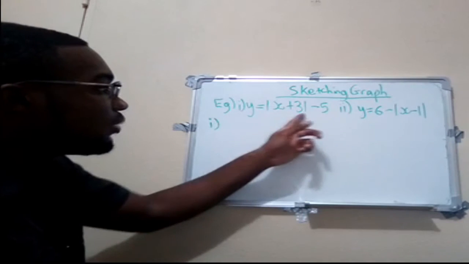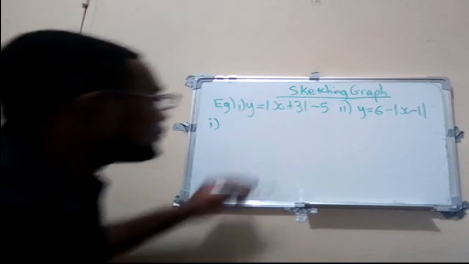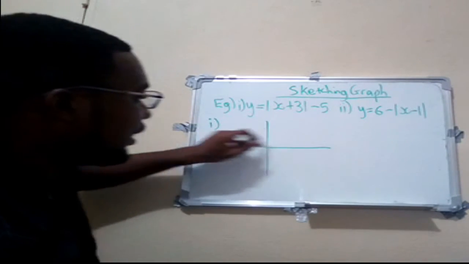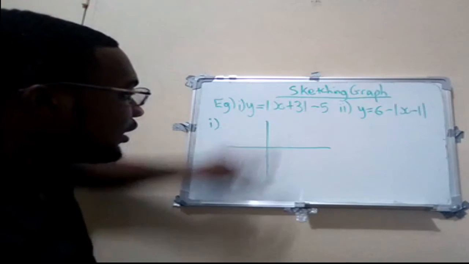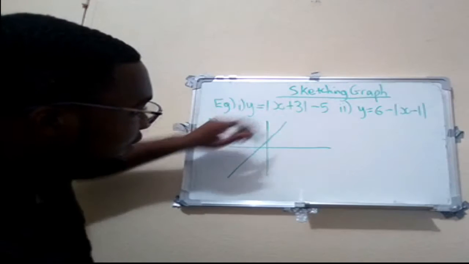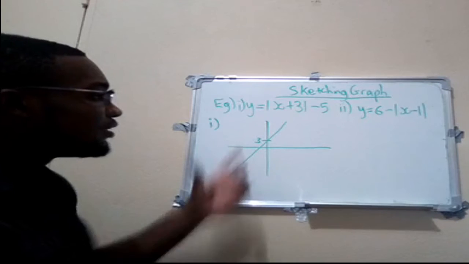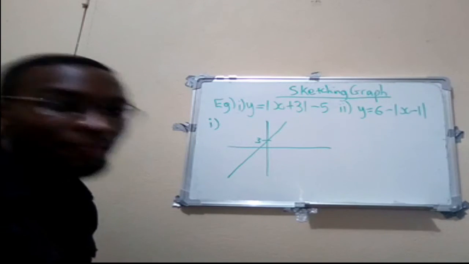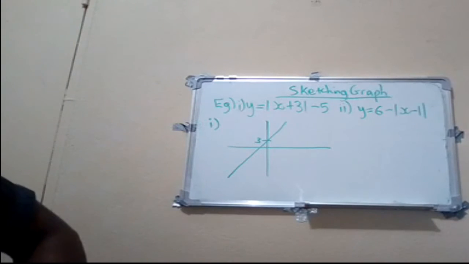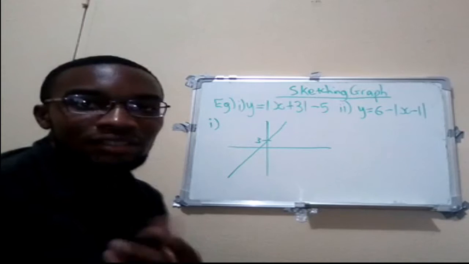What you do is start with sketching the graph of the line x plus 3. So step 1 is you would sketch the graph of the line x plus 3. x plus 3 is a line that passes through positive 3. So this is the graph of the line x plus 3. That's the first step, that's step 1. Now, what is the modulus function?